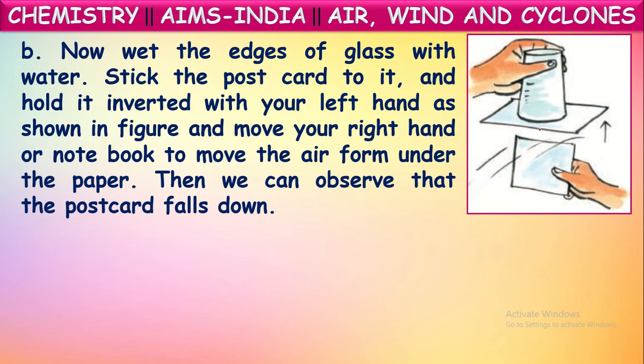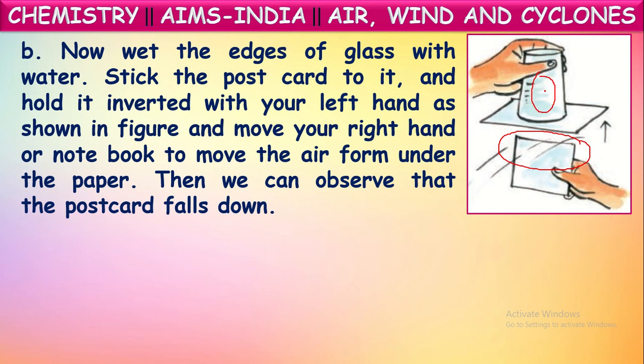here? Under the cardboard or paper, low pressure is created as we have moved the air from this place. So a low pressure area is created here. Then we can observe that the postcard falls down. Even though it is stuck to the glass, it starts falling down. Because here, as we have moved our hand, a low pressure area is created here. But still, inside the glass, high pressure is maintained.